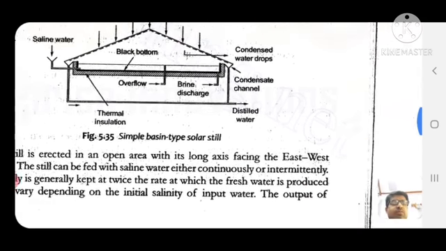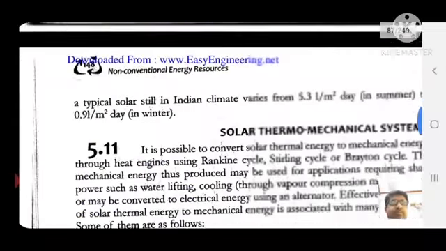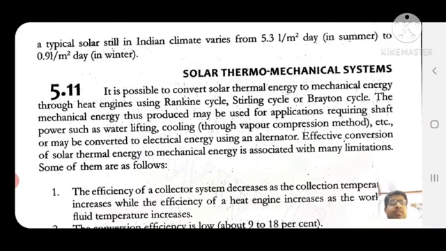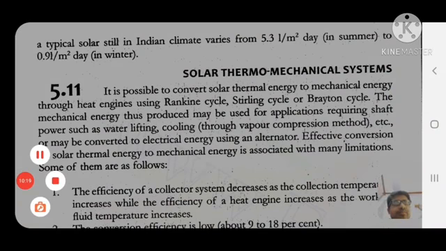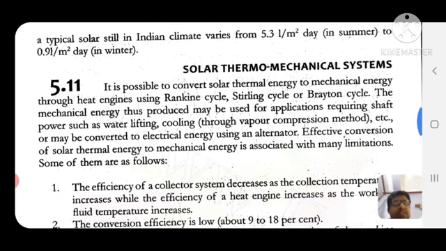The output of a typical solar still in the Indian climate varies from 5 to 5.3 liters per meter squared.